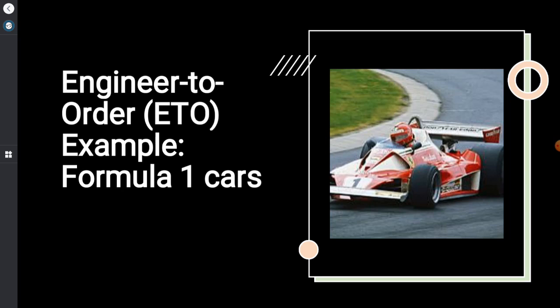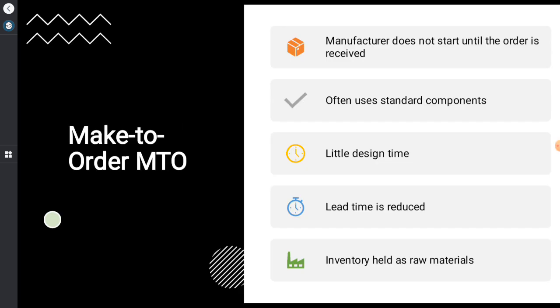So now let's move on to the second strategy, make to order, or MTO. Here the manufacturer doesn't start until the order is received, typically like the case of the engineer-to-order strategy. We do nothing until we receive the order from the customers. But here we keep inventory as raw materials.